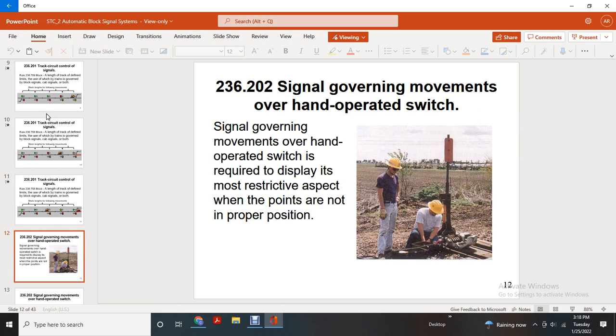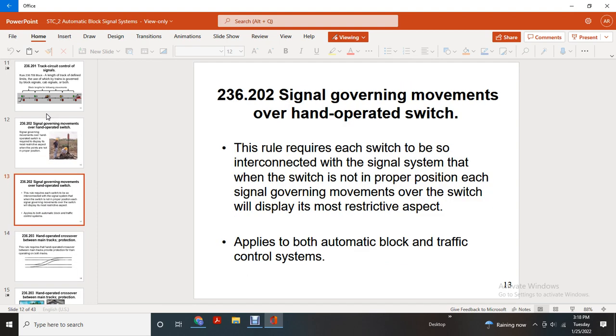Signals governing movements over hand-operated switches are required to display the most restrictive aspect if the points are not in proper position. The rule requires each switch to be interconnected with the signal system so that the signal displays its restrictive aspect when the switch is not properly positioned.